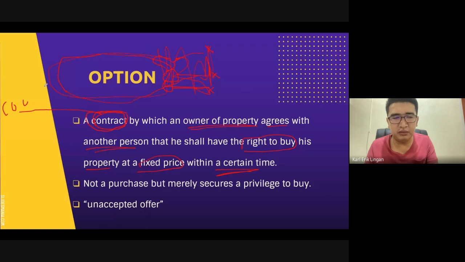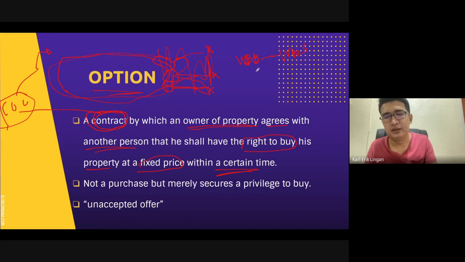So ang option contract, I will not call anyone anymore para matapos natin. Except if si Cheska at si Lopez is gustong mag-recite, they can raise their hand. Okay? Kapag option contract, si would-be buyer, hindi pa siya buyer. Nag-ask siya kay would-be seller, hindi pa siya seller, na, seller, pwede bang bigyan mo ako ng 10 days para pag-isipan ko kung bibilin ko ito, bigyan kita ng 5,000. Okay, once the would-be seller accepted that 5K, there is now what we call an option contract.